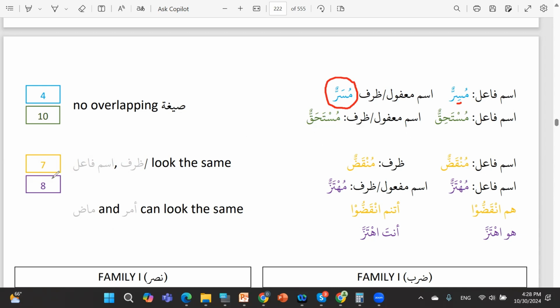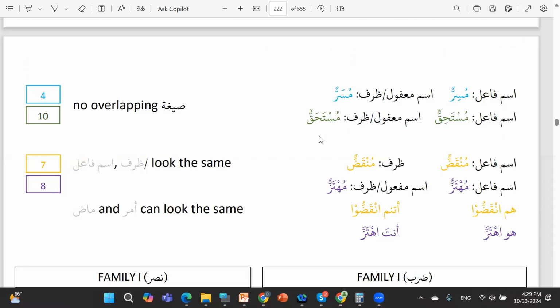Okay. And then family 7 and 8 are together. Over here, again, ism maf'ul and ism zarf look the same, and ism fa'il also, because in the 7th and 8th family, ism fa'il has fatha: munqaddun. Sorry, in the 7th there is no ism maf'ul, only ism zarf is there. So ism fa'il and ism zarf look the same. But in the 8th, all three look the same. And in the 8th family, again, the huwa form of past tense and the anta form of amr look the same.